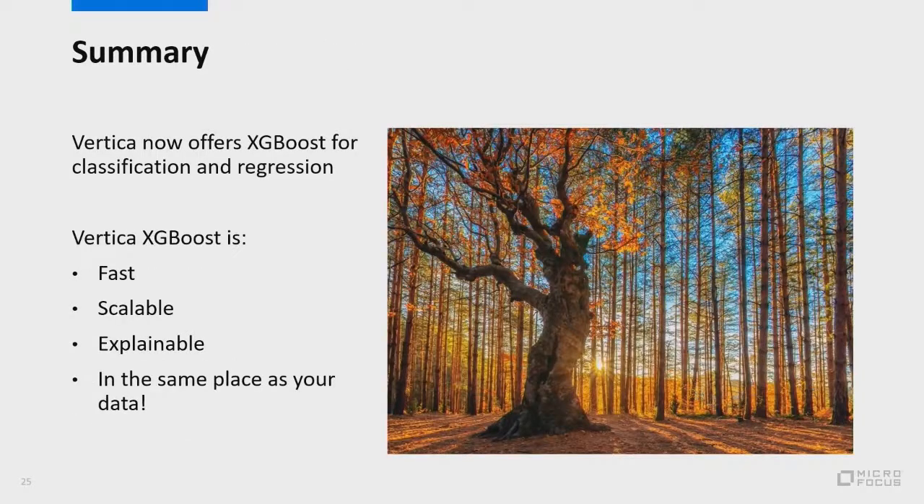Okay, so in summary, Vertica now offers XGBoost for classification and regression. The key points are that XGBoost is fast because it trains a bunch of simple models. It is very scalable, mostly because Vertica is very scalable. It is explainable, as we saw with the read tree example. And perhaps most importantly, it is in the same place as your data already is.